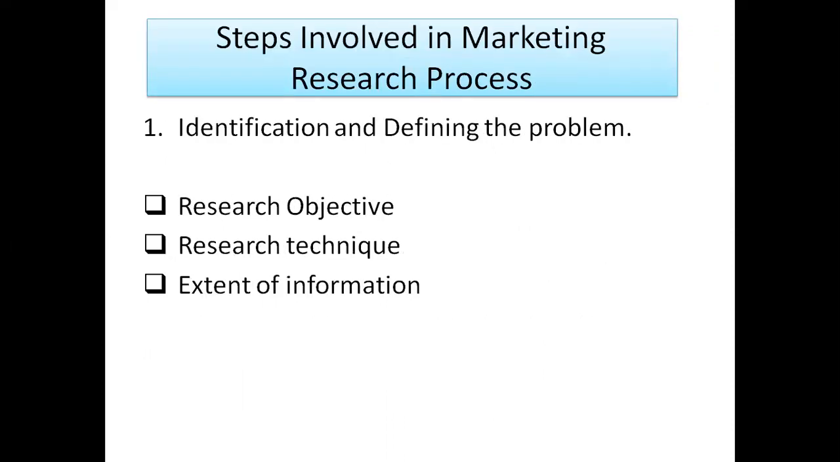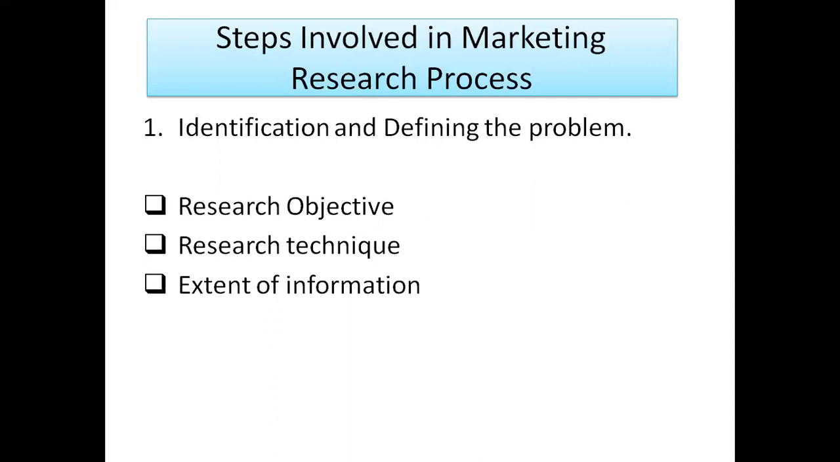Now the steps involved in marketing research process. Number one, the first step is identification and defining the problem. See, to solve any problem, first of all, we must identify it. And in case of marketing research, it is the same. First of all, we must identify and define the problem. And this particular point always comes first.